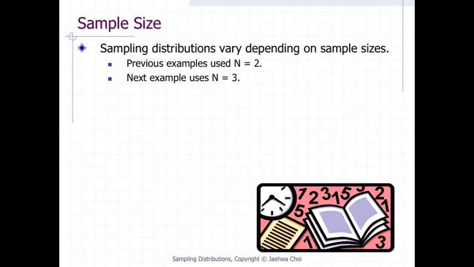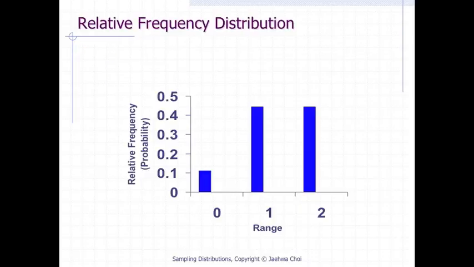It is also important to keep in mind that there is a sampling distribution for various sample sizes. For simplicity, we have been using the sample size of 2. This graph illustrates the sampling distribution of the range for a sample size of 3.